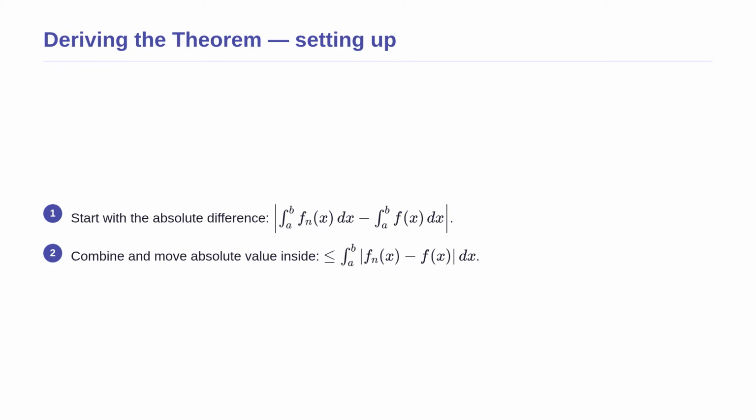So, we have successfully used the formula, and now we must understand exactly why it works by deriving the theorem. In mathematics, proving that two things are equal is often done by proving that the absolute difference between them shrinks to exactly 0. Therefore, we start by looking at the absolute difference between the integral of the sequence and the integral of the final limit function. Using a fundamental property of integrals, we can combine these two integrals into a single expression and then move the absolute value bars inside the integral sign. This represents the vertical distance between the sequence curve and the final limit curve.